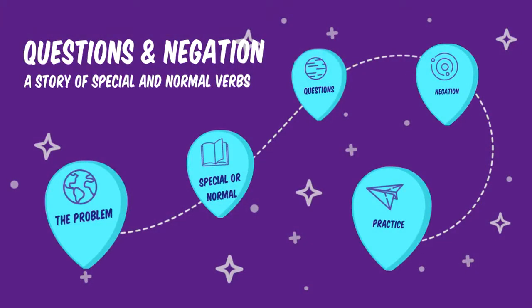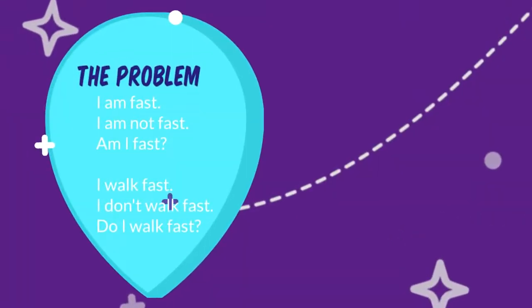Okay, let's first of all look at the problem. What is the problem with question and negation in English anyway? Well, there are some sentences that work just like in Dutch. For instance, the sentence "I am fast." If I want to make a negation of that, and negation means ontkenning, then it's exactly the same like in Dutch. It's "Ik ben niet snel." I am not fast. Same goes for questions.